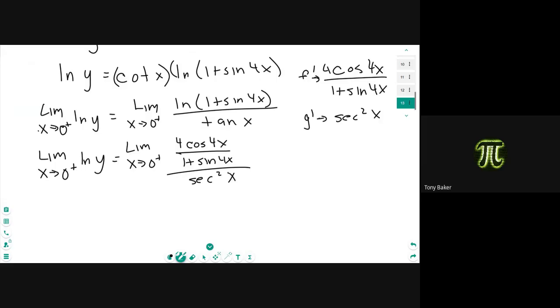Secant squared of x, plug in 0, you get 1. Sine of 4 times 0 is 0. Cosine of 4 times 0 is 1. So this whole thing comes out to be 4. So I have the limit as x goes to 0 of ln of y is 4.